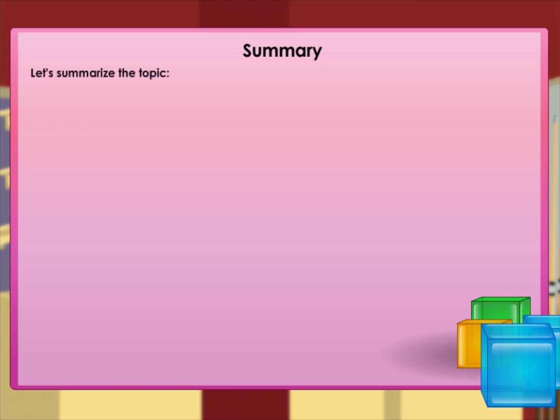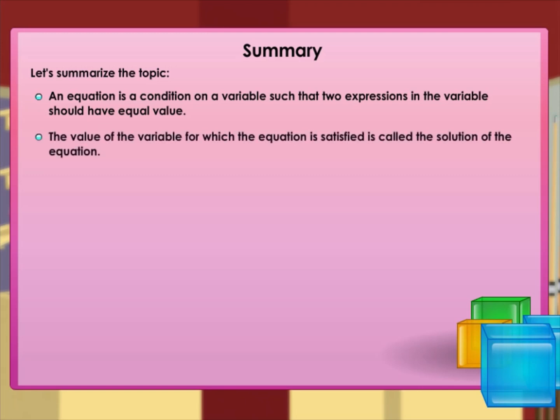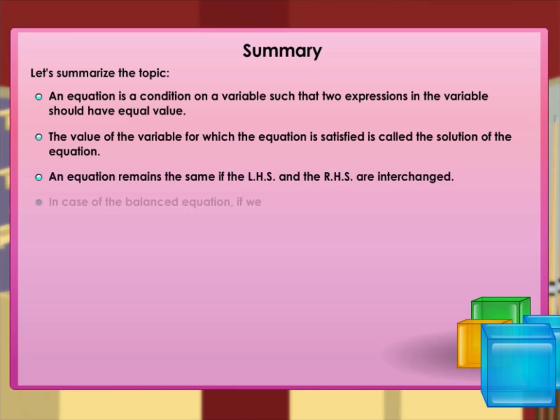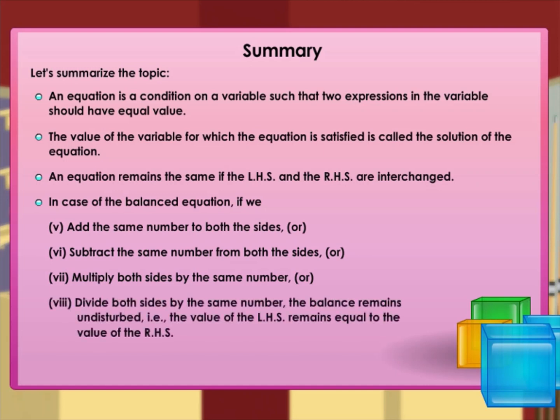Summary. Let's summarize the topic. An equation is a condition on a variable such that two expressions in the variable should have equal value. The value of the variable for which the equation is satisfied is called the solution of the equation. An equation remains the same if the LHS and the RHS are interchanged. In case of the balanced equation, if we add the same number to both sides, or subtract the same number from both sides, or multiply both sides by the same number, or divide both sides by the same number, the balance remains undisturbed. That is, the value of LHS remains equal to the value of RHS.